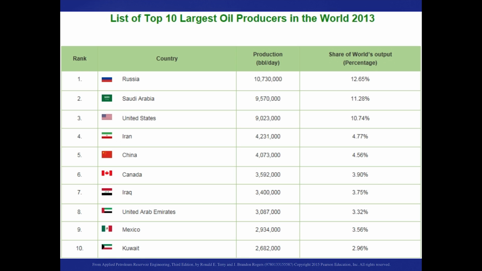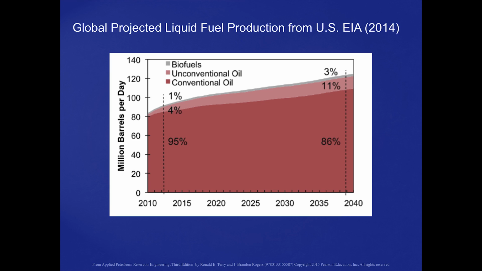Here is a list of the top 10 largest oil producers in the world in 2013. You can see that Russia led the world. Saudi Arabia was next. The United States was next. We'll talk a little bit more about the United States' increase in production over the last several years. Here's a global projected liquid fuel production from a U.S. survey that was published in 2014. And you can see that it's predominantly conventional oil, but you can see that the use of unconventional oil and biofuels is increasing as well over the next 30 years.